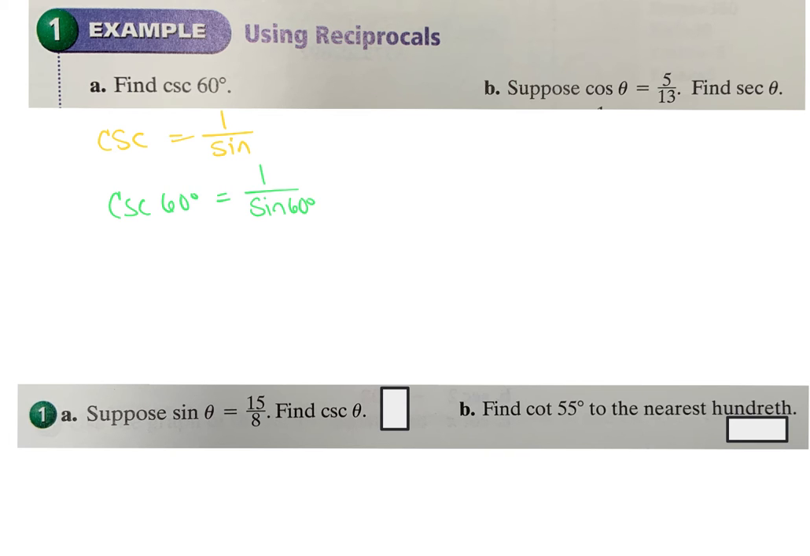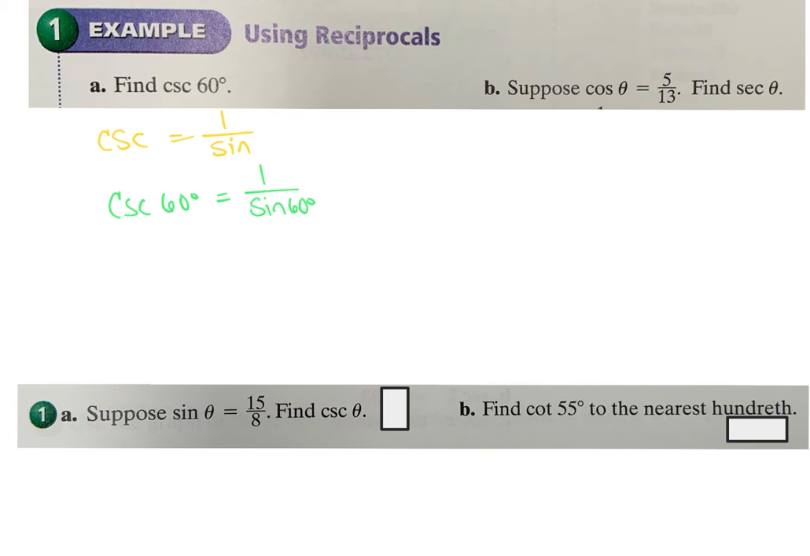Now, in your calculators, you'll get a decimal, or if I wanted exact, you actually should know the sine of a 60-degree angle. It is one of your unit circle first quadrant angles. Sine of a 60 is square root of 3 over 2. So if I wanted cosecant, I would flip that. In your calculator, you are going to say 1 divided by the sine of 60.